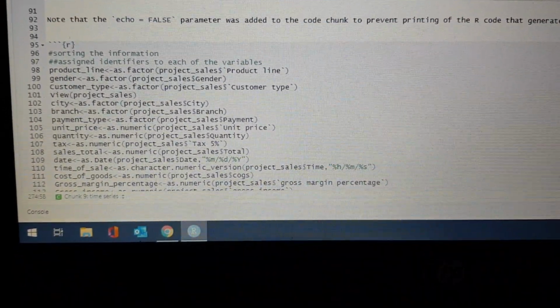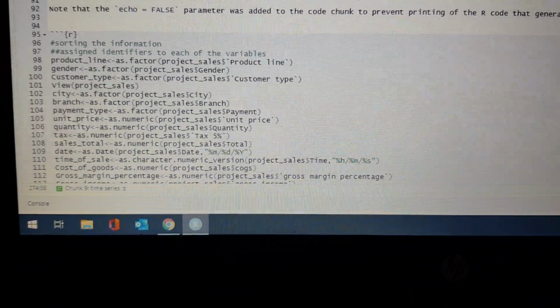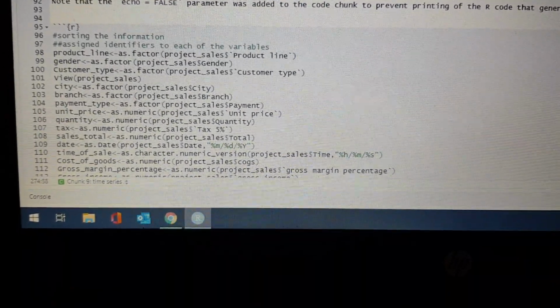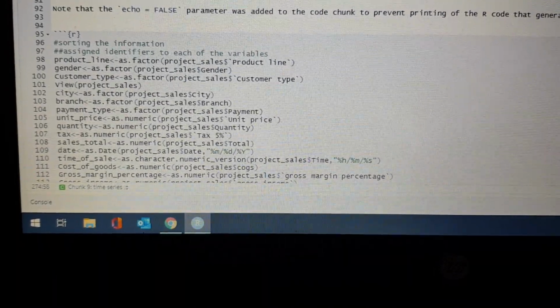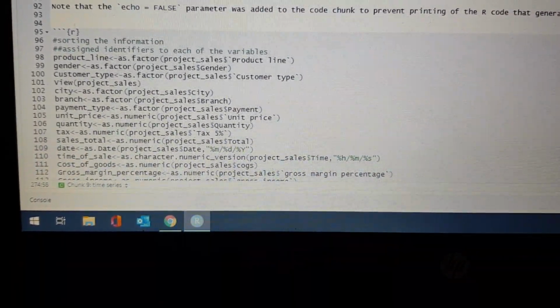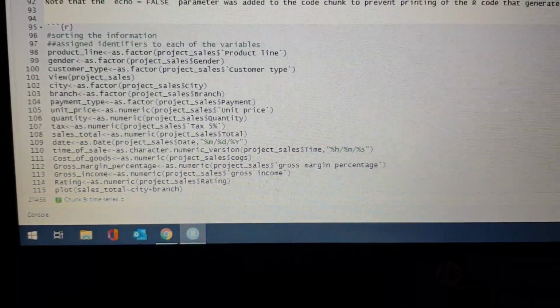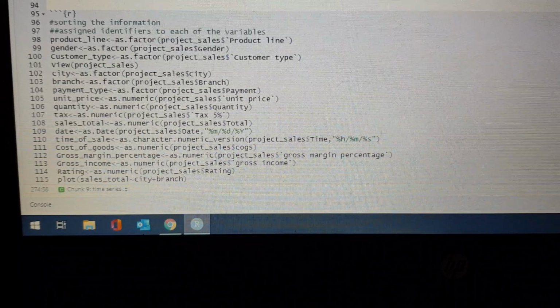Changed that a few times to get the time series to work. Time of sale as character numeric version. I had trouble with that. I don't know if that was right or not. I couldn't get it to work at the end. Cost of goods as numeric. Gross margin percentage as numeric. Gross income as numeric. Rating as numeric.